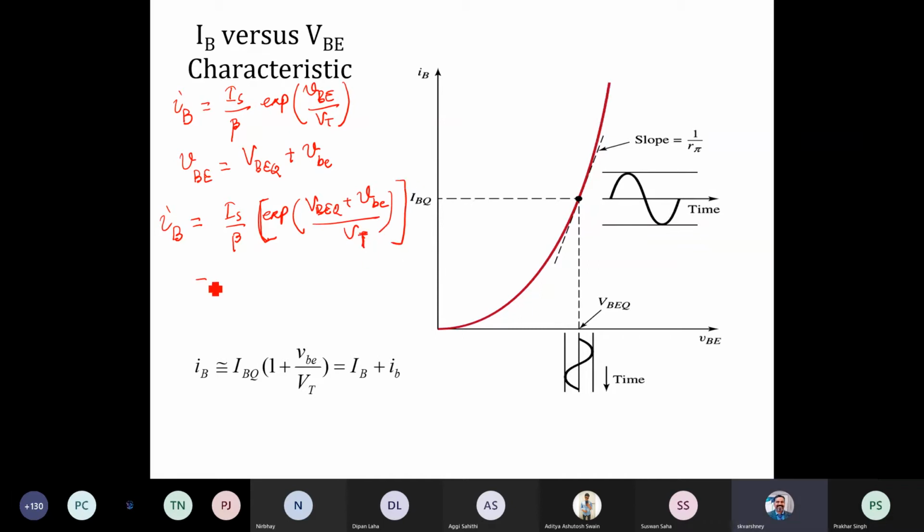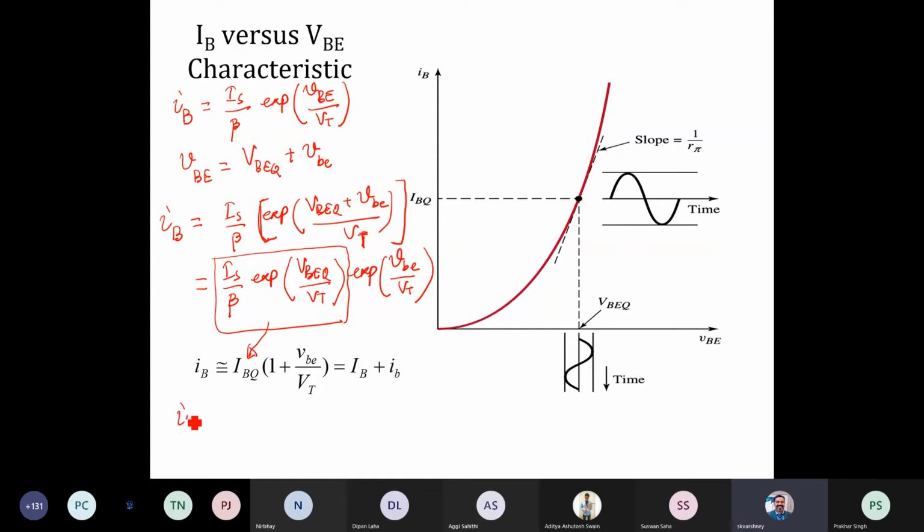VT, and this we can write as IS over beta exponential VBQ over VT, and then you have an exponential VB over small VT, right? So this term is the quiescent point. You can see that the DC value is represented as IBQ. So this IB we can write as IBQ, and then you have exponential VB over VT, right?